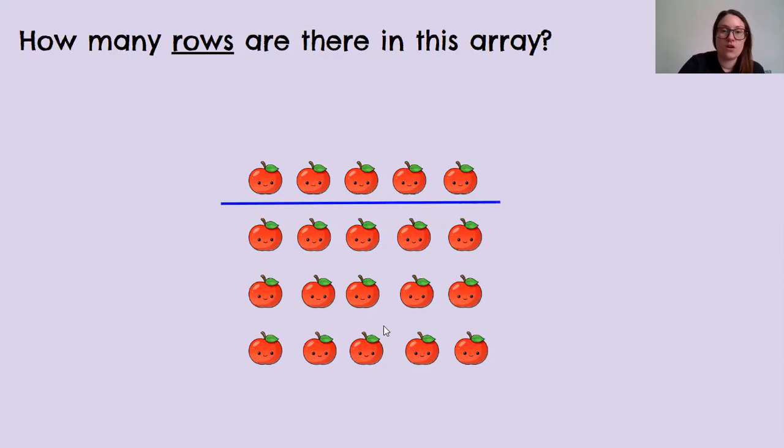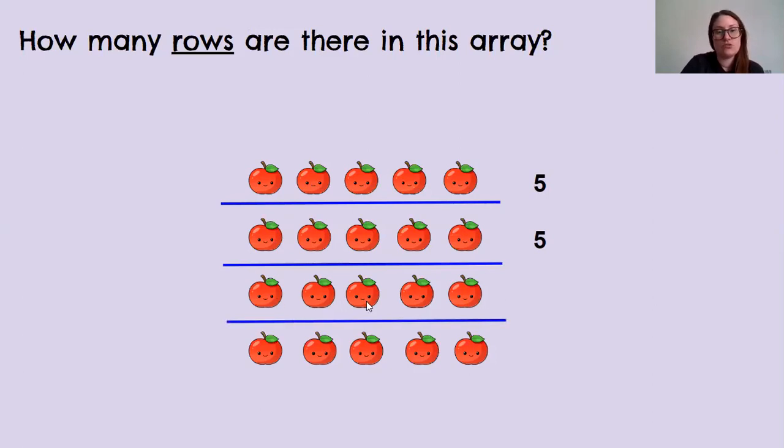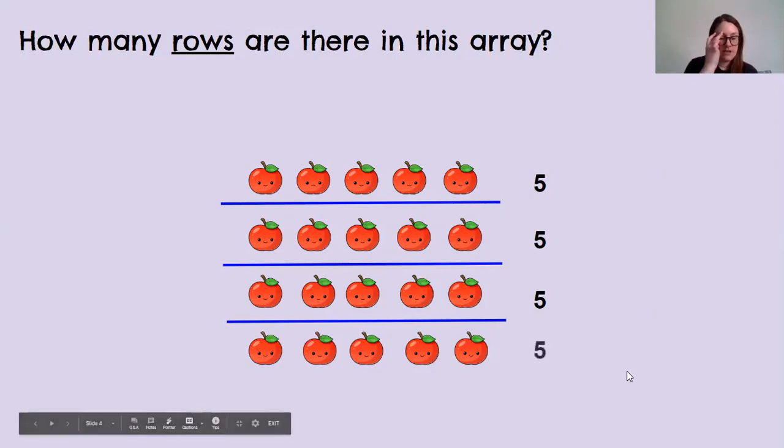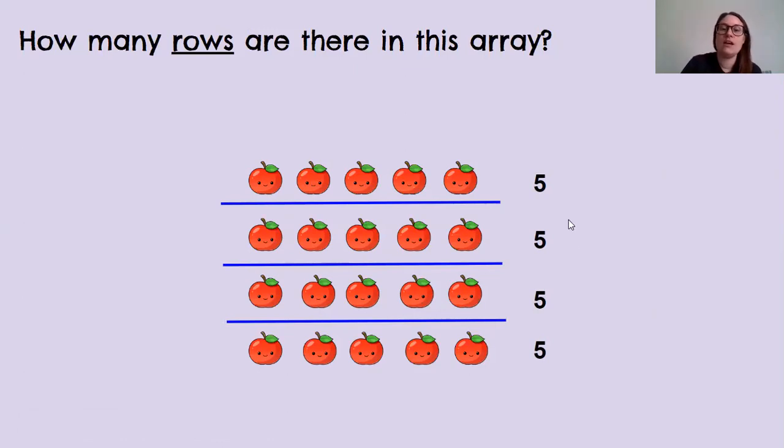So in our first row, there's 1, 2, 3, 4, 5 apples. In our second row, there's 1, 2, 3, 4, 5 more apples. In our third row, 1, 2, 3, 4, 5 apples. And in our fourth row, 1, 2, 3, 4, 5 apples. So to count that up, 5 plus 5 is 10, 10 plus 5 is 15, and 15 plus 5 is 20.